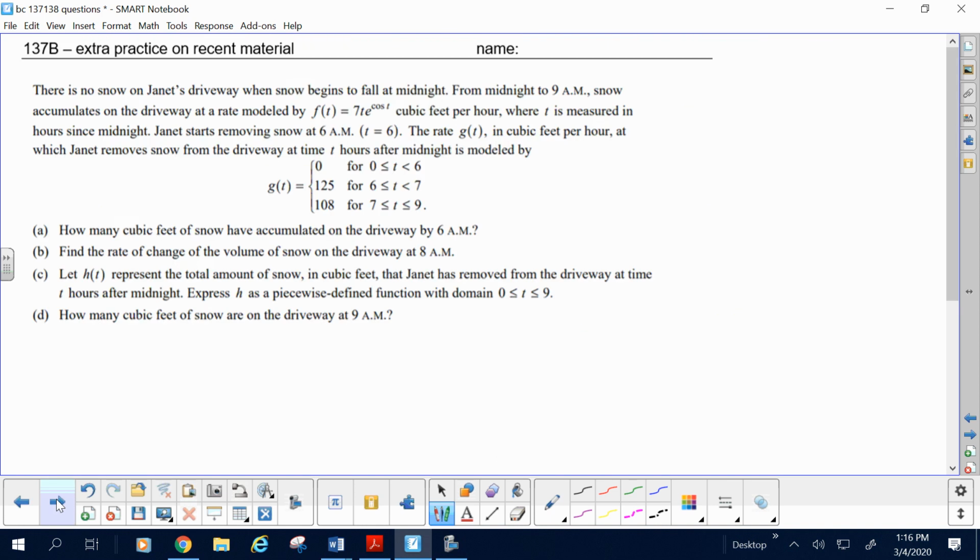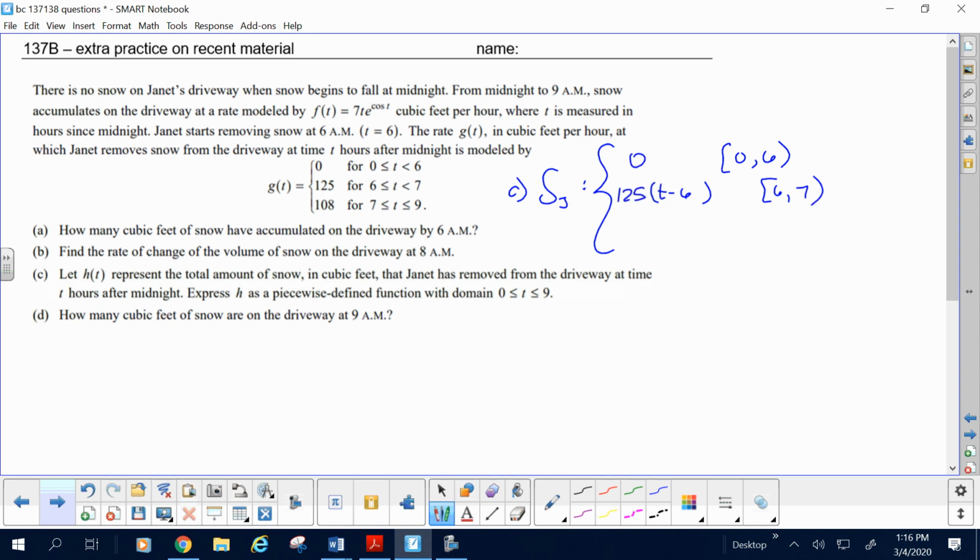How did we get through the Janet thing or no? Did we get through Janet's driveway? We're on C. Cool. On C, I think we talked about the snow Janet's removed is 0 from 0 to 6. And then it's not 125 t because t represents time since midnight. It's 125 t minus 6 for the second branch, yes? And I think then we start to get into the third branch.